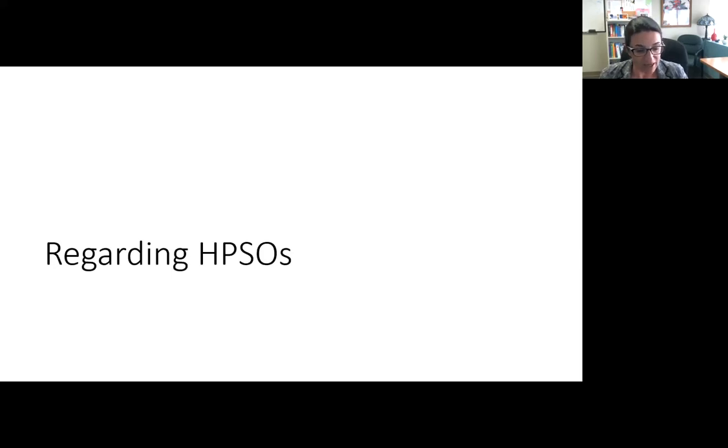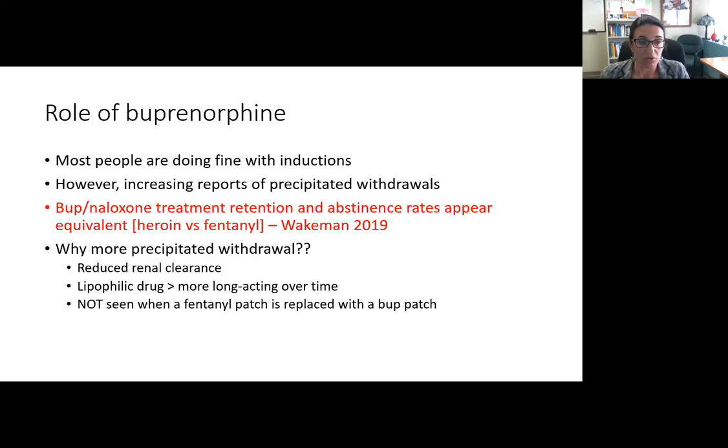And now shifting gears in the last few minutes to our high potency synthetic opioids, namely fentanyl. What we know is that most people are tolerating initiation with buprenorphine well. However, these initiations certainly can be much more challenging, as I'm sure most of you have already encountered. We do see some increased reports of precipitated withdrawal. We also see that retention in treatment, which again is key to survival, appears equivalent. So, the study from Wakeman in 2019 in folks who were started on buprenorphine for heroin versus fentanyl.